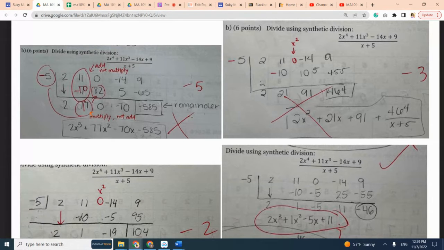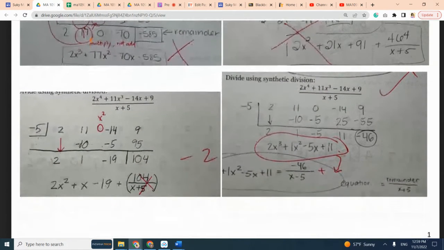And then here, the common mistake is to miss the x squared, so there's a 0 here. That's the mistake, missing the 0. Okay. And then this is the quotient, so this fraction equals the quotient plus the remainder over the divisor. The divisor is x plus 5, okay. The root is negative 5. All right.